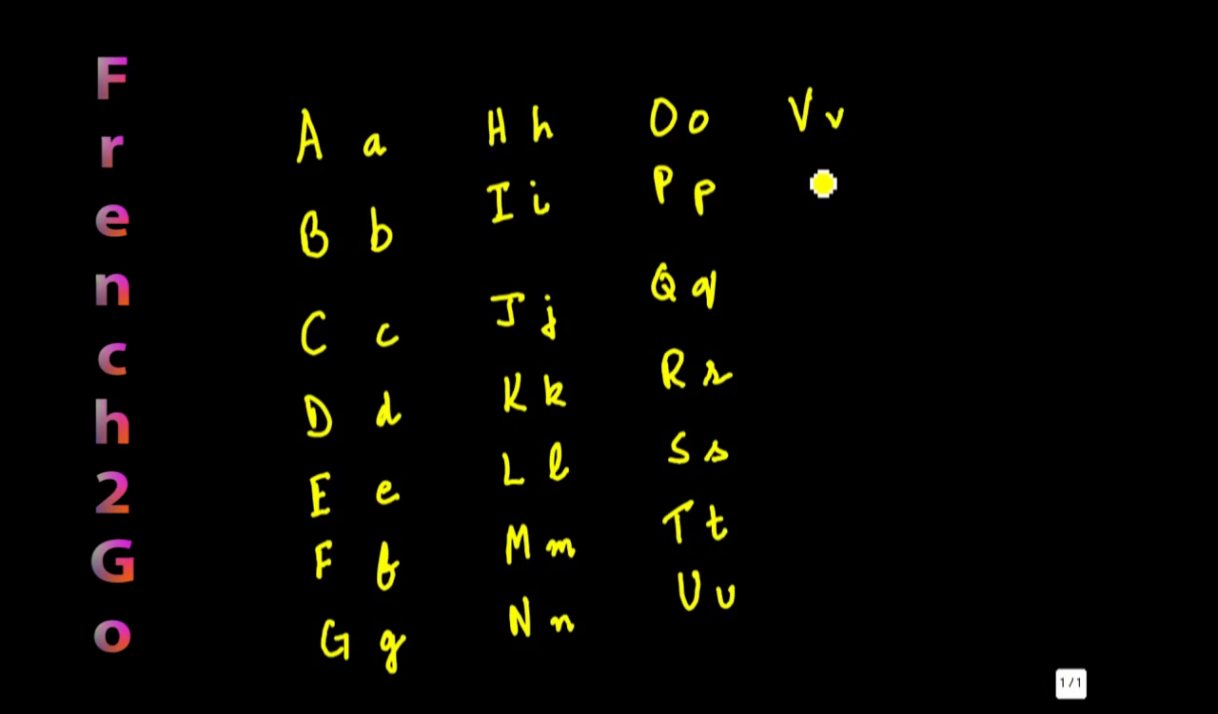W is pronounced W. X is pronounced X. Y is pronounced Y. And again, you gotta use the R with the guttural sound, but not just like the air. Y.